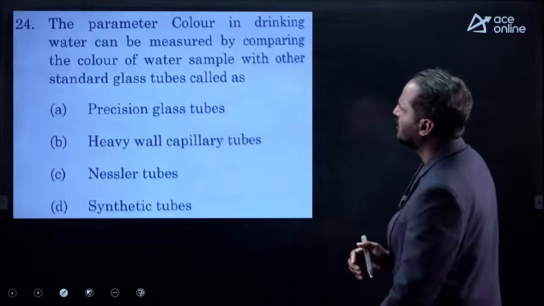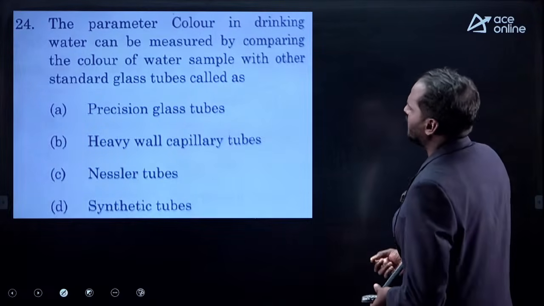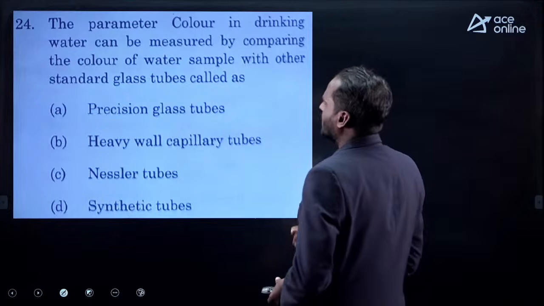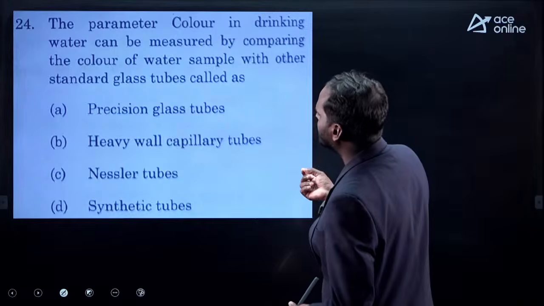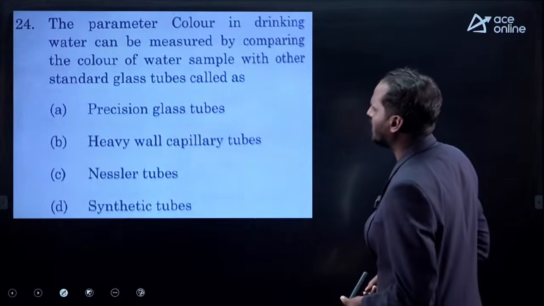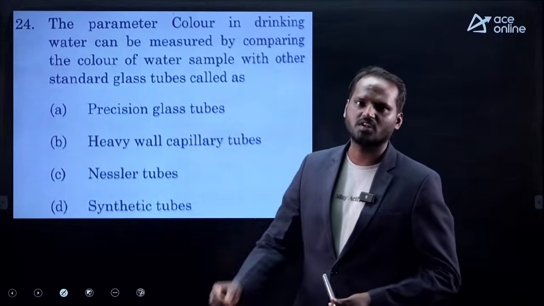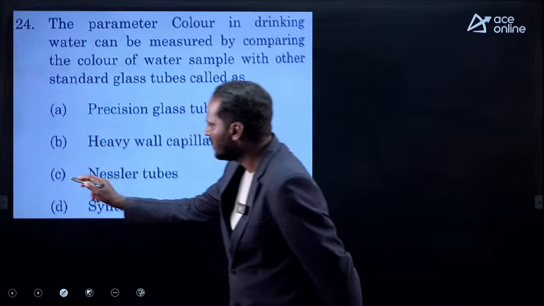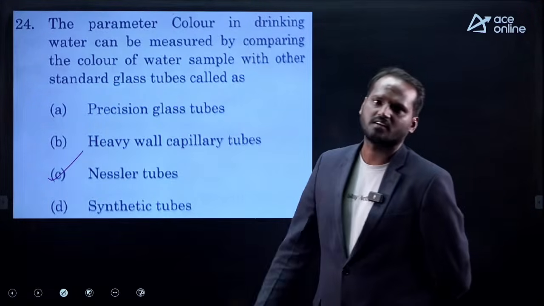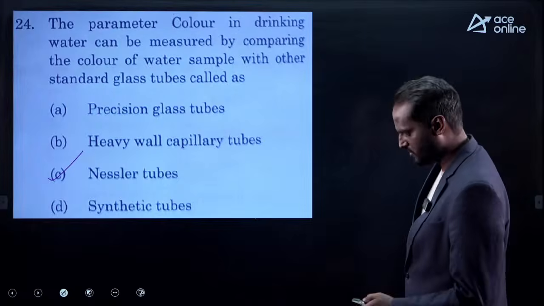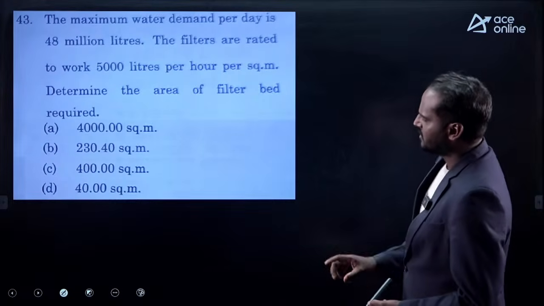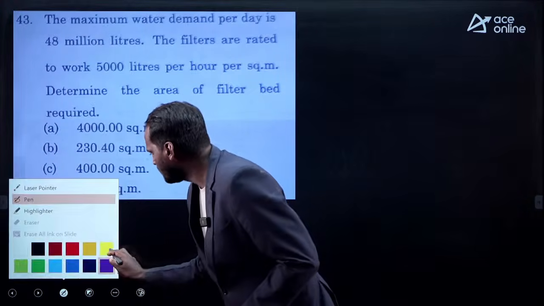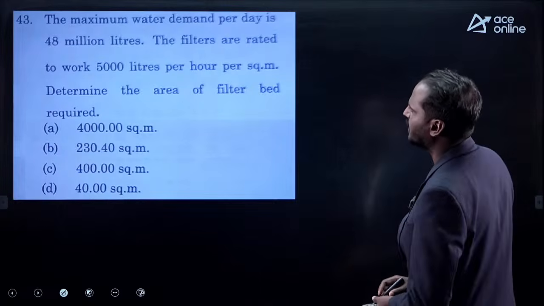The next question. The parameter color in drinking water can be measured by comparing the color of the water sample with other standard glass tubes called Nessler tubes. This is also a basic question on color, a physical water quality parameter. The option is C, correct, right? Color, Nessler tubes. The next one. This is a simple question, asking about the area of the filter bed required.